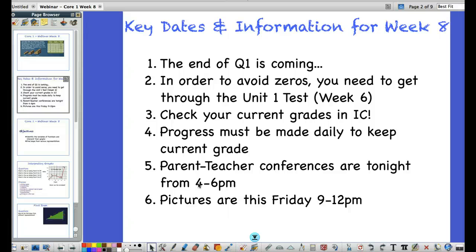You can check your current grades in Infinite Campus. Just know that if you stop doing work, your current grade goes down. Then you'll be sad. Okay, so you have to keep doing work to keep your grade where it is. If you stop doing work, then your grade goes down because then there's zeros in your grade.